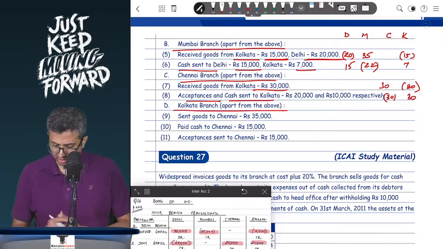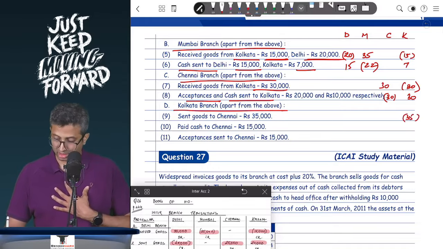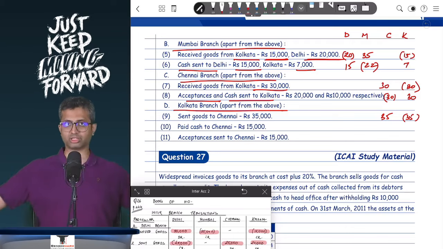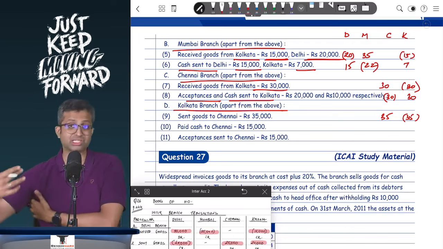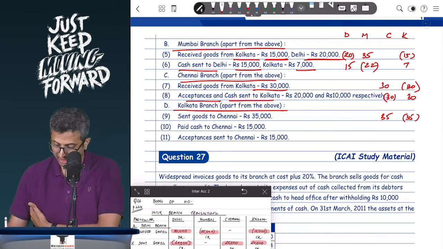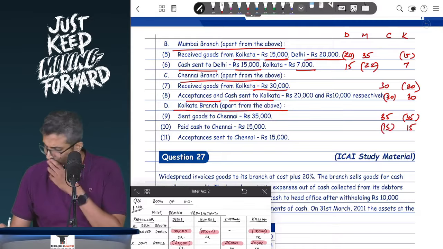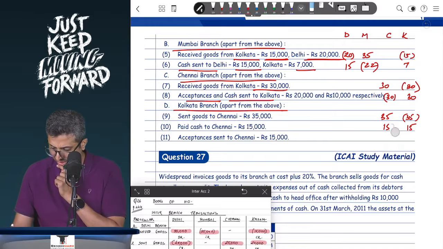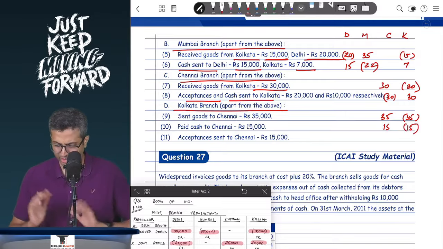And for the Calcutta branch, sent goods to Chennai worth 35. So when I'm sending goods, I will get the credit. Calcutta will become like a creditor. It will have to be paid, whereas Chennai, who is receiving, will be like the debtor, so they will be debited. Paid cash to Chennai worth 15. So Chennai is receiving the cash and Calcutta is paying the cash. Just a second. Cash paid to Chennai. So if Chennai is receiving cash, it will be debited. Calcutta has paid the cash, so it will get the credit.